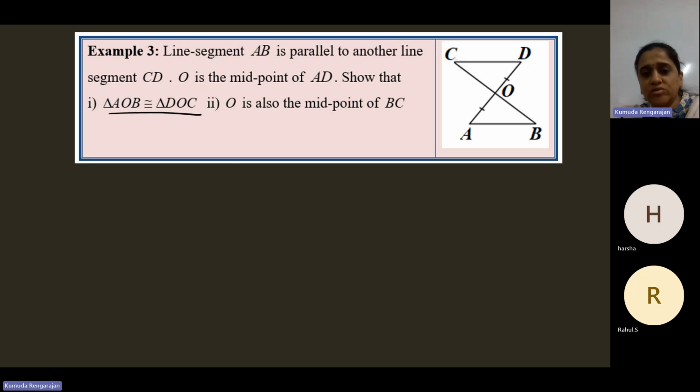Now you should prove that O is the midpoint of BC. That means you should get the result OB is equal to OC. You see here, OB is equal to OC, CPCT. So that means O is the midpoint of BC. All right.